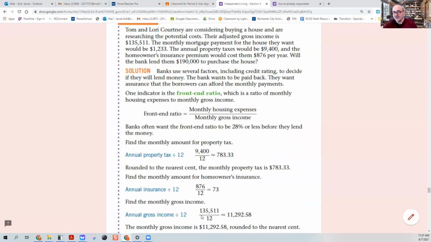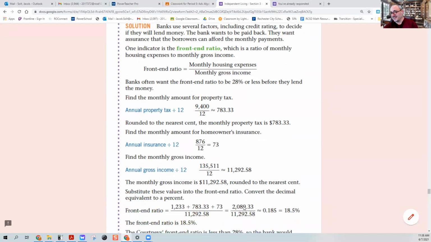So we take the $135,511, divide that by 12, and wow, Tom and Lori have a gross income of $11,292.58 per month. Woo, that's pretty good. That's pretty good right there. All right, let's see if the bank will loan them this money.